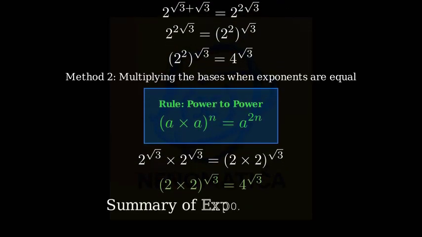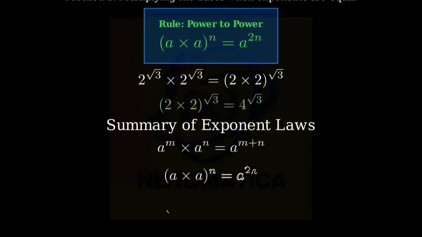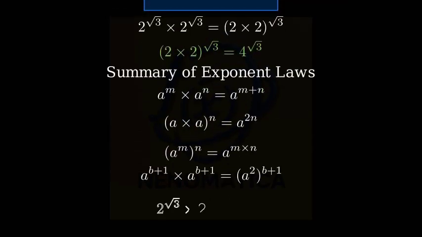For the first problem, the final answer is a squared to the power of b plus 1. For the second problem, the final answer is 4 to the power of square root of 3. These rules of exponents allow us to simplify expressions efficiently.